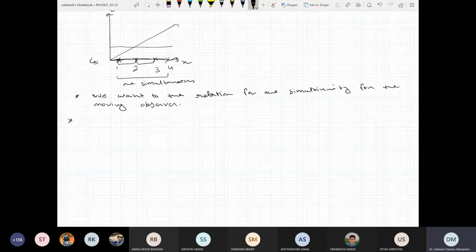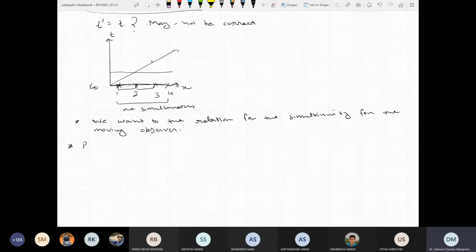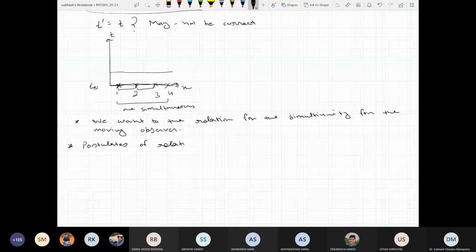Sir, should we add here that C is constant? Yes, C is constant. C is always constant. So that's the postulate of relativity. Let me just mention the postulates of relativity. If it's not understood, then you can ask me again. So there are two postulates of relativity.